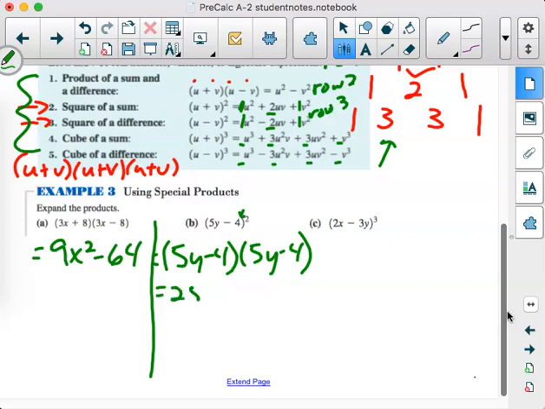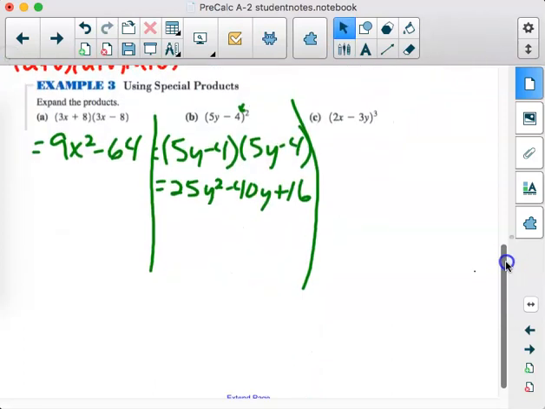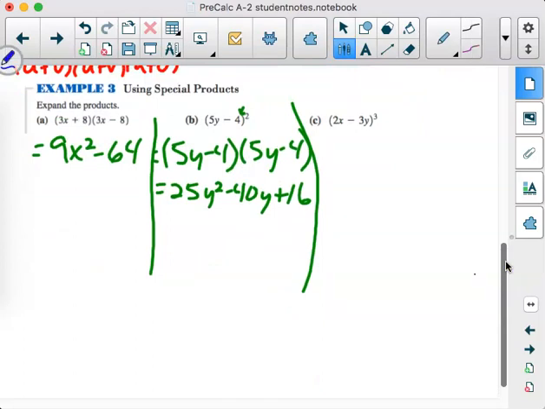And then, like I said, most people would just use FOIL, realizing that this is special because your two outside times outside and inside times inside terms are going to be exactly the same. So you've got negative 20y twice, which will be negative 40y plus 16. So you won't find a lot of people that use the special patterns for figuring out a binomial squared. But when we get to C, definitely it is a time saver to use the formula.